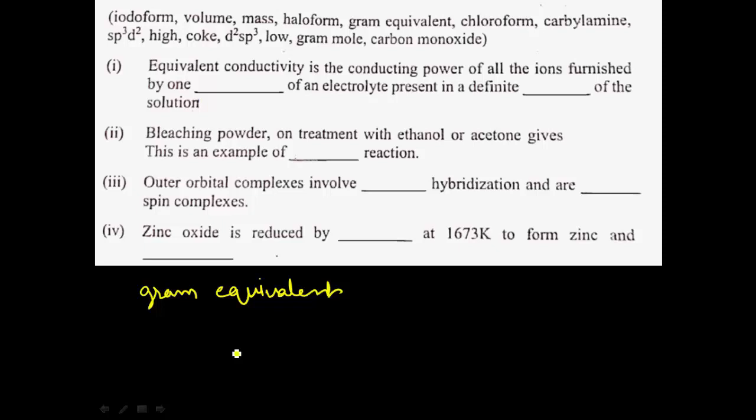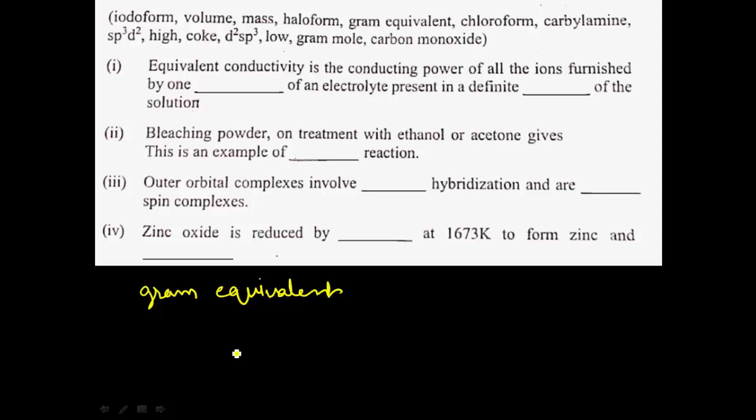Question number 2. Bleaching powder on treatment with ethanol or acetone gives dash. Okay, here was a dash. So bleaching powder on treatment with ethanol and acetone gives us chloroform, and this is an example of the haloform reaction.